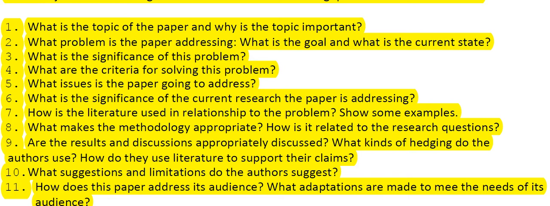Questions 10 and 11, I guess question 10 particularly looks at how the conclusion of the paper is written. Now, not all papers have conclusions, but do they have limitations on the paper? Are there specific suggestions that the authors make at the end of the paper? And that's somewhat related to question 11. Question 11 is how does the paper address its audience? So if it's primarily a research audience, for example, it might suggest more research. But if they're looking at multiple audiences, they may say something to the other audience, like what the policy is.